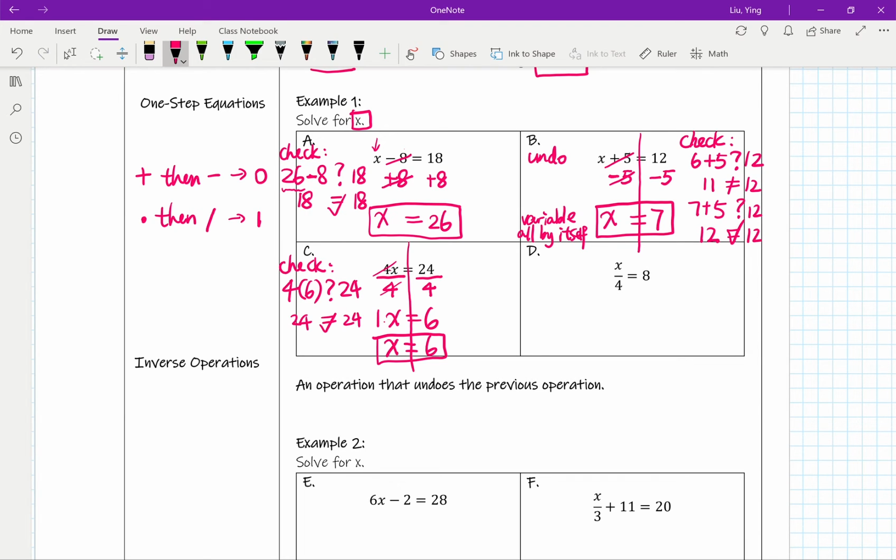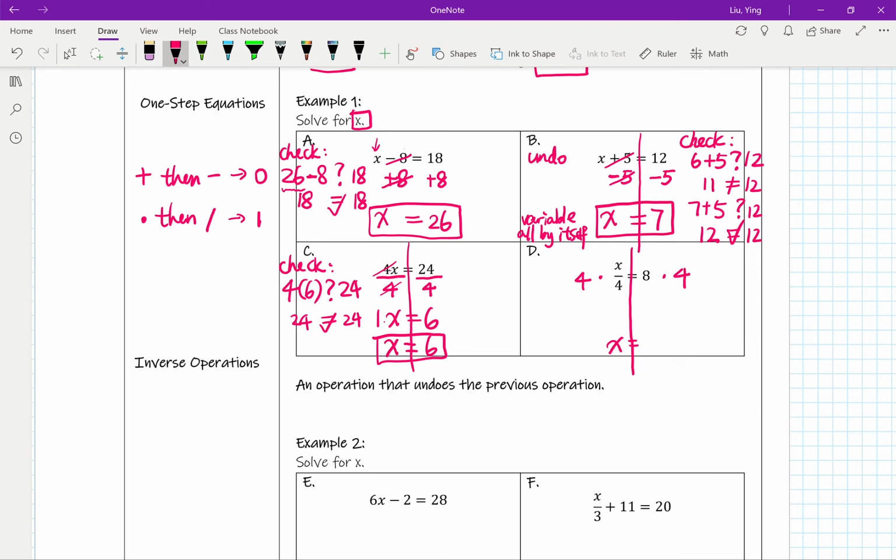Now let's look at another example here. So same process. The goal is to get x all by itself on one side, and we want to balance the left-hand side and the right-hand side. The first step is to undo whatever is attached to the x. So in this case, it's dividing by 4. What would undo dividing? Well, multiplying by the same number. Okay, so we'll do that on both sides.